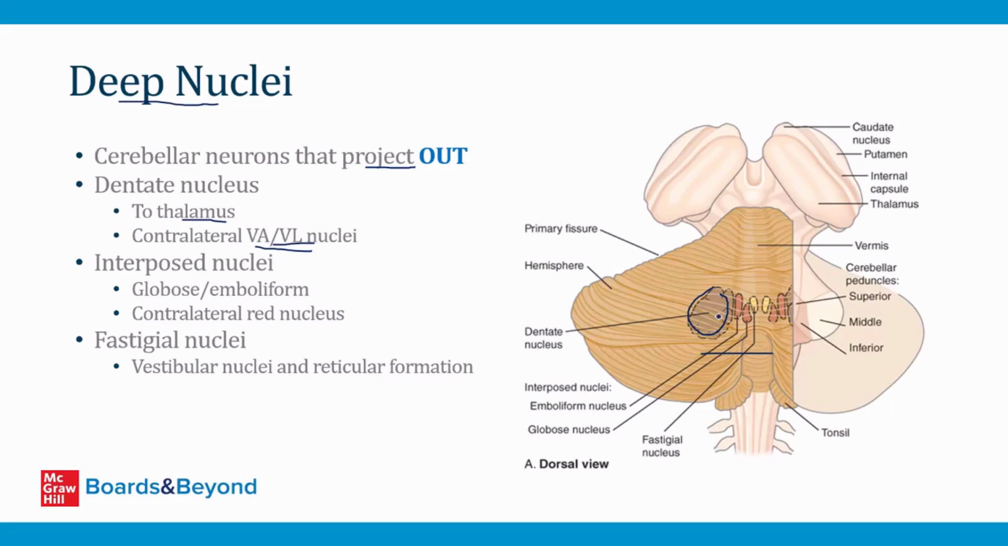So much like the basal ganglia influences movement by interacting with this region of the thalamus, the cerebellum does the same thing. Inside the dentate nucleus, more toward the midline of the cerebellum, you find these two deep nuclei here. They're called the interposed nuclei. They include the emboliform nucleus and the globose nucleus, and both of these send projections to the contralateral red nucleus in the brainstem. And then finally, the most medial, the closest to the midline of all the deep nuclei, is the fastigial nucleus shown here, and it sends projections to vestibular nuclei and also the reticular formation in the brainstem.